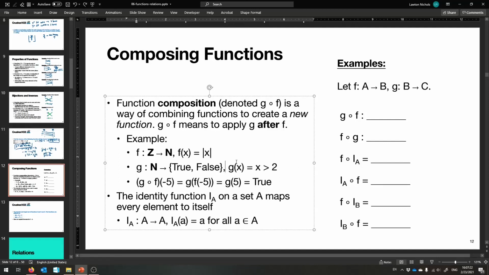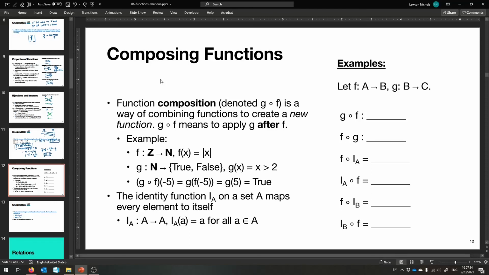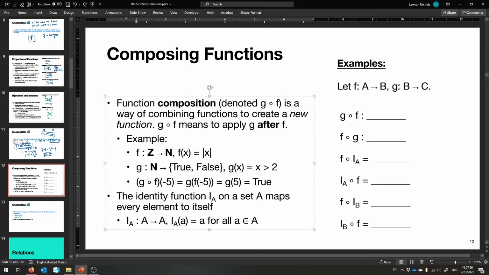So let's see here. And g of x is this function right here. So, hey, it's kind of like computer science now. Is x greater than 2? Okay? So, let's talk about the composition of g with f. So, g after f of -5 is this. Okay, this is how you write it. You do f first. Do f first to -5. So do that, and then apply g to that result.